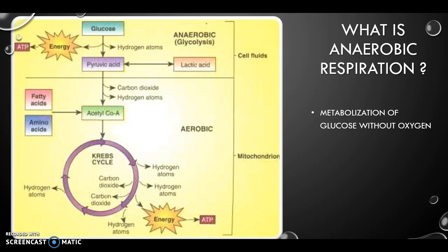What is anaerobic respiration? It is the metabolization of glucose without oxygen. In glycolysis, glucose is broken down by enzymes, releasing energy and pyruvic acid without the use of oxygen. In the other processes, such as the Krebs cycle and the electron transport chain, oxygen is needed in order to regenerate NAD+. Because there is no oxygen to oxidize, the cell has to figure out another way to regenerate NAD+.